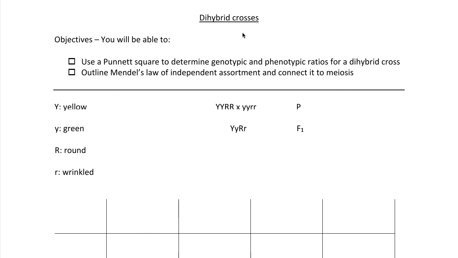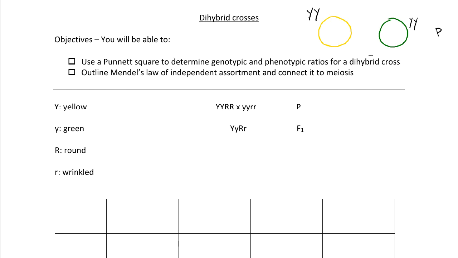This lesson's about dihybrid crosses. We've already looked at Mendel's experiments where he crossed peas that differed at one trait controlled by one gene of interest. For example, crossing homozygous dominant yellow pea plants with homozygous recessive green pea plants. If this is the P generation, we followed through to the F1 and the F2 generation.